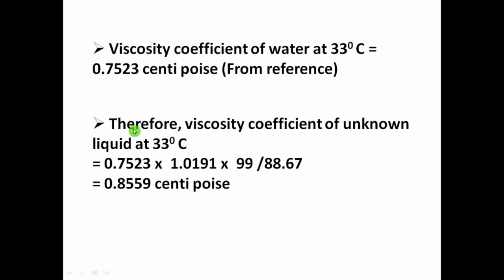Finally the calculation, therefore viscosity coefficient of unknown liquid will be, you can see this is the viscosity coefficient of water at 33 degrees Celsius, then we are multiplying it with specific gravity into flow time of unknown liquid divided by flow time of water, and the result gives 0.8559 centipoise. So this is the viscosity coefficient of the unknown liquid.